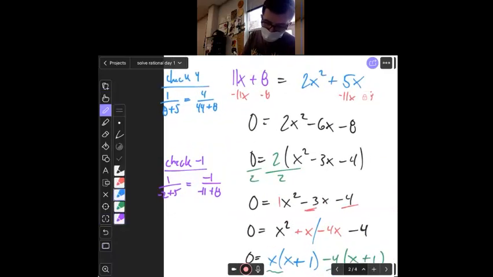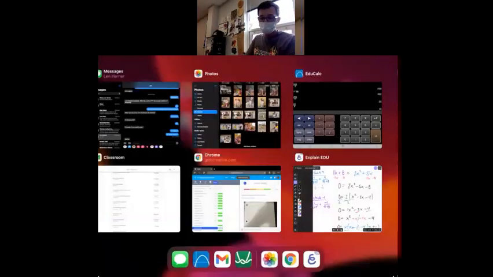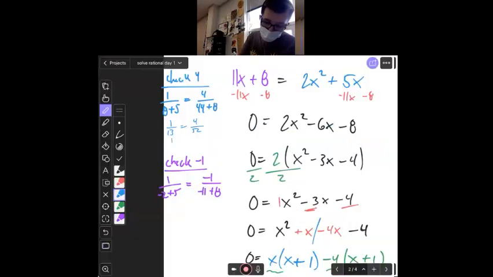So we get 1 over 13 equals 4 over 52. And 52 divided by 4 is 13, so it reduces to 1/13 also. So 1 over 13 equals 1 over 13. So 4 works.